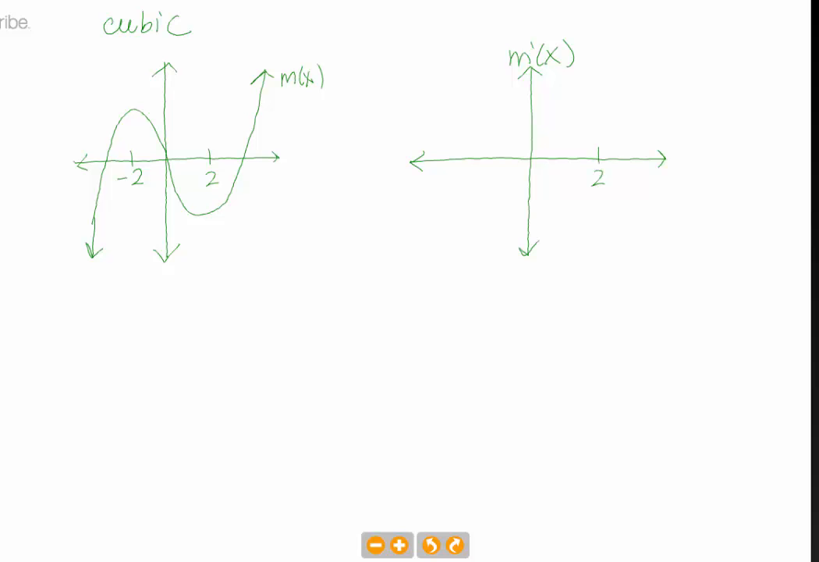I'm going to put 2 and -2 on my graph because those are where I have my horizontal tangents. Those slopes are 0, so I'm going to call those points 0. So I know that m prime of 2 is 0 and m prime of -2 is also 0.